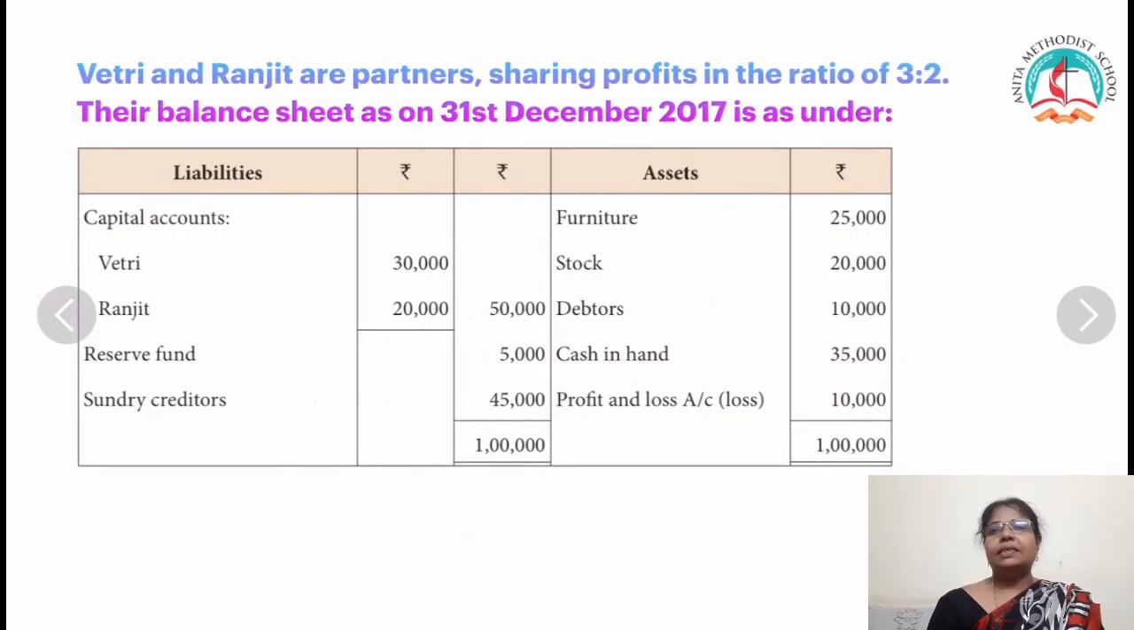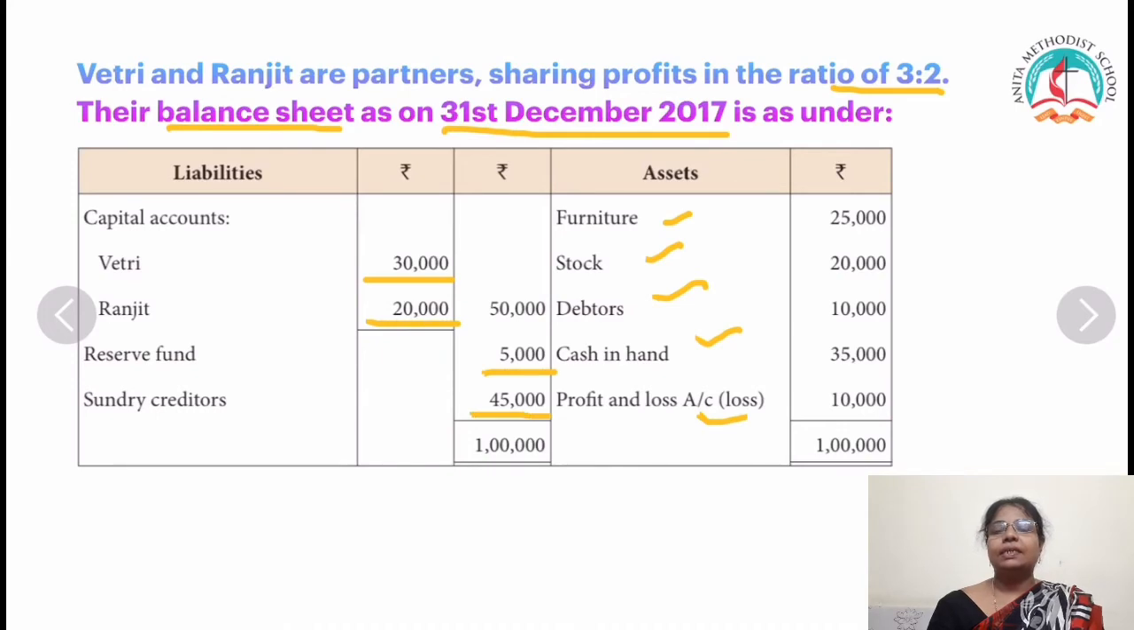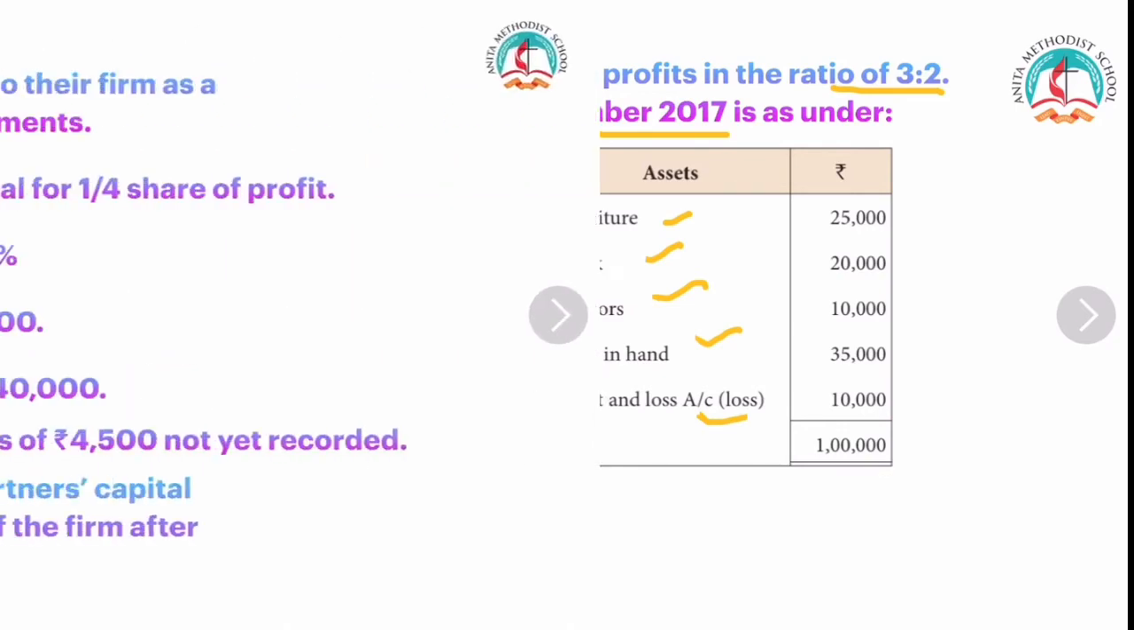Vetri and Ranjit are partners sharing profits in the ratio 3:2. Their balance sheet as on 31st December 2017 is as follows. All the assets on the asset side and the liabilities on the liability side. Furniture, stock, debtors, cash in hand, profit and loss account. That's a loss of 10,000. Here capital accounts of Vetri and Ranjit 30,000, 20,000. Reserve fund 5,000. Sundry creditors 45,000.